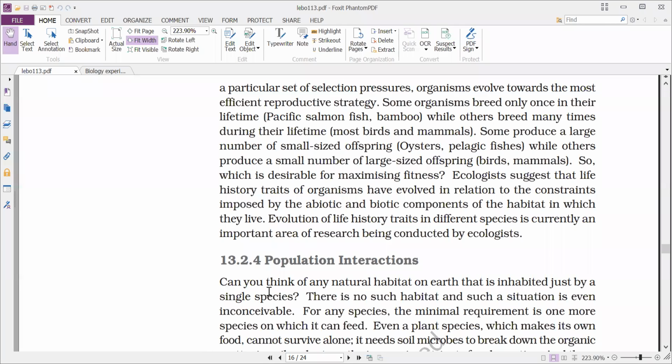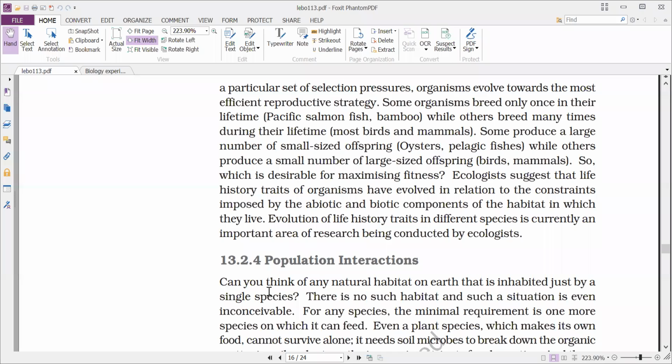As already studied, some organisms breed only once in their lifetime. That means once they breed, they die. For example, the Pacific salmon fish and the bamboo plant. In all these, they breed only once in their life. After breeding, they usually die. Here, breeding refers to sexual reproduction.